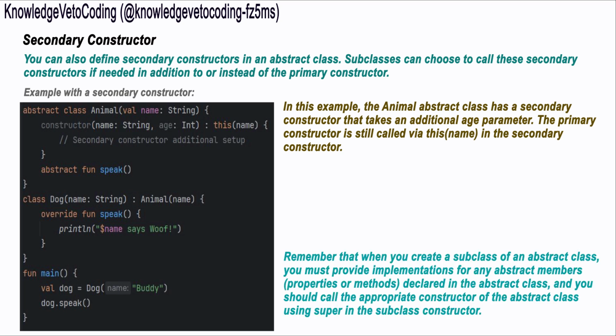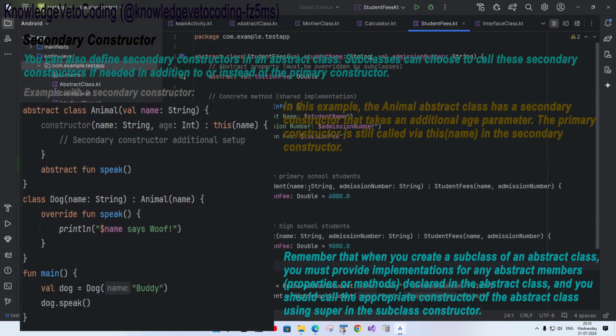Remember that when you create a subclass of an abstract class, you must provide implementations for any abstract members, properties or methods, declared in the abstract class, and you should call the appropriate constructor of the abstract class using super in the subclass constructor.